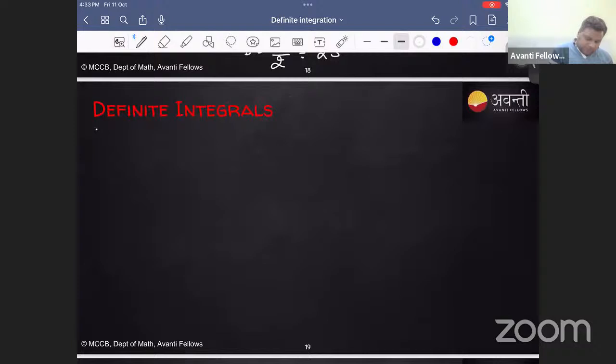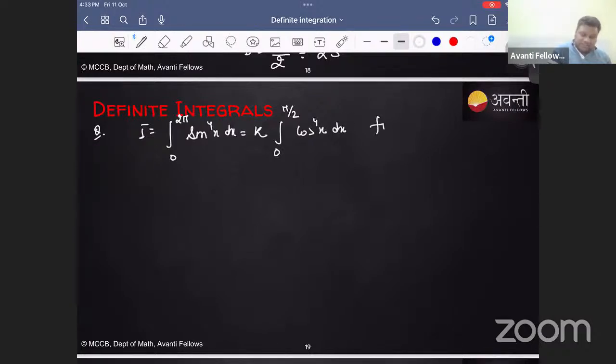Now, see the next question. I is integration 0 to 2 pi sine to the power 4x dx, which is some k times integration 0 to pi by 2 cos to the power 4x dx. Then find k. So integral 0 to 2 pi sine to the power 4x dx is k times integral 0 to pi by 2 cos to the power 4x dx.